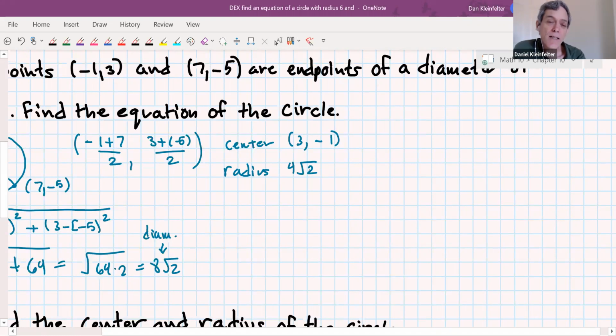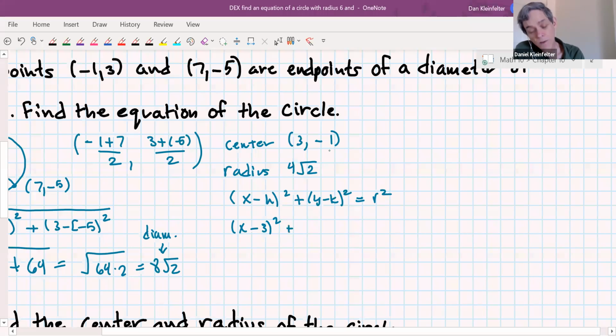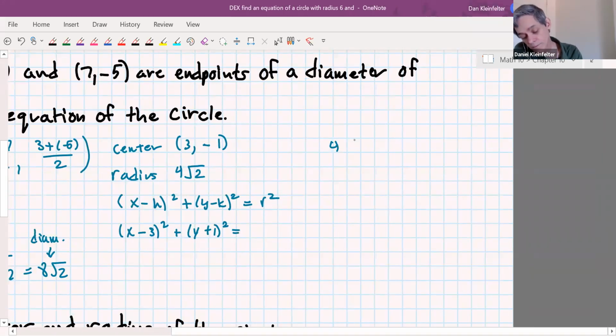Okay, and so now let's start plugging things into our equation. So (x minus h) squared plus (y minus k) squared equals r squared. Okay, and so now x minus, the center was at 3 for the x coordinate. The y coordinate was at -1, so that'll be (y plus 1) squared. And then (4 root 2) squared. That'll be 4 squared times root 2 squared, or 16 times 2, 32.